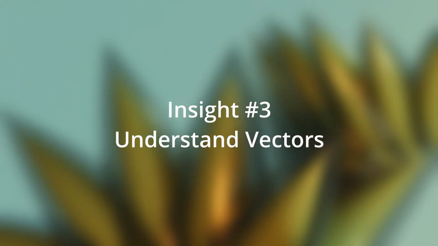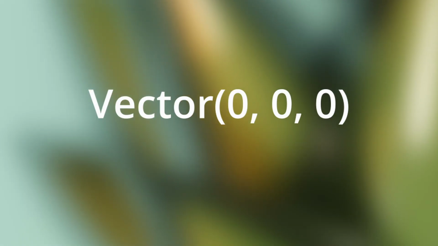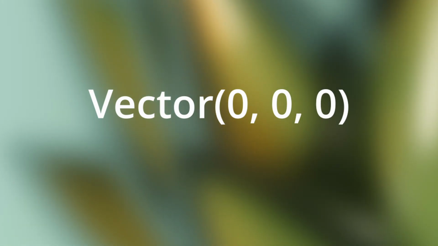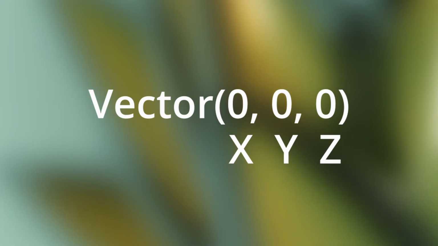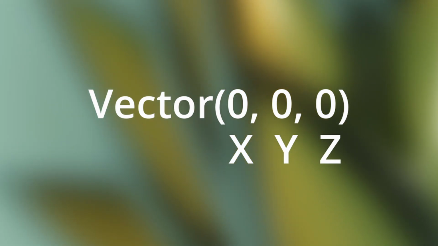Insight number 3. Understand vectors. Since Blender is a 3D software, having at least a basic understanding of what vectors are is usually a good idea, especially when working with geometry nodes. A 3D vector holds three values that are usually named after the X, Y, and Z axis. And in geometry nodes, you will often encounter situations where you will need to use vectors in one way or another.